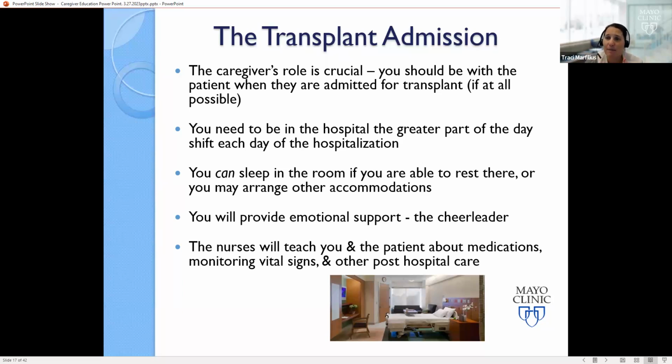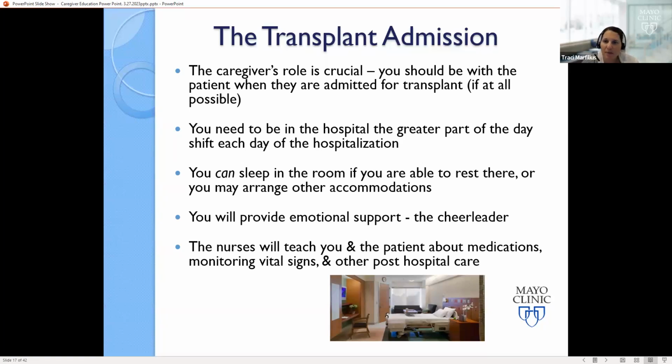Some patients, the primary caregiver may live further away. So my patient could live here in Jacksonville, but maybe as a primary caregiver, I live up in the state of New York. Sometimes people come in with their backup caregiver until the primary is able to get here. But those are all things that need to be discussed with your team prior to the transplant so that people are aware of that plan.